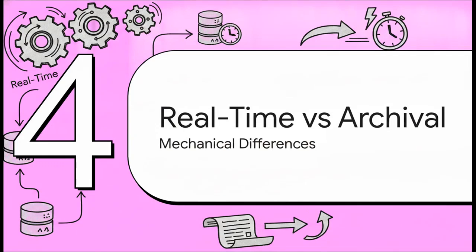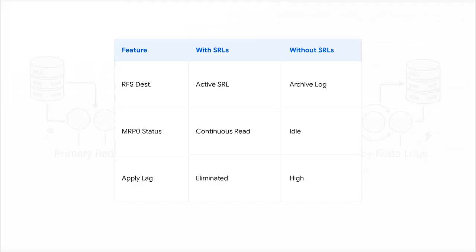Finally, Section 4, Real-Time versus Traditional Archival. Let's break down the mechanical differences on the standby system. Comparing the mechanical states side by side really reveals the true impact here. With standby redo logs enabling real-time apply, your RFS destination is an active SRL. Because it's an active log, your MRP0 status is a continuous read, meaning it applies data modifications exactly as they arrive over the network, while the RFS is still writing to the file. Apply lag is effectively eliminated.